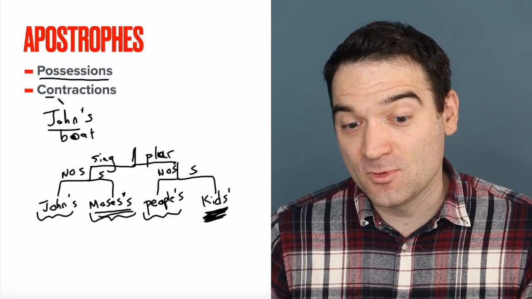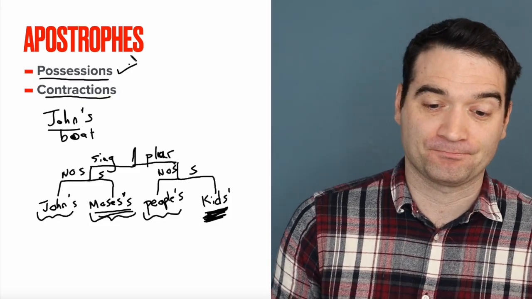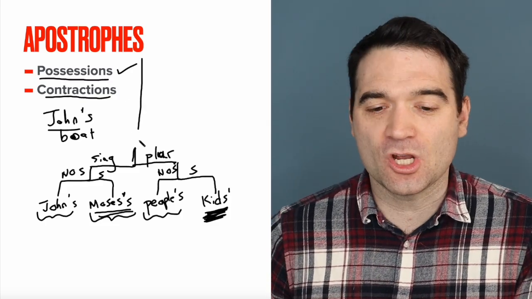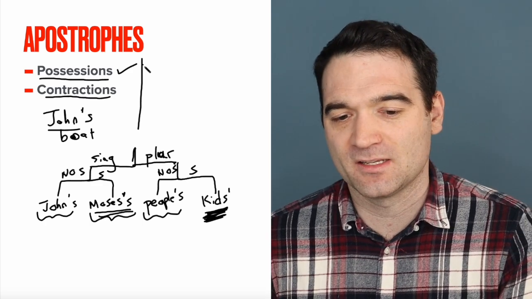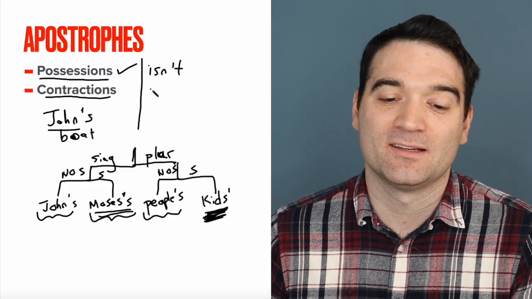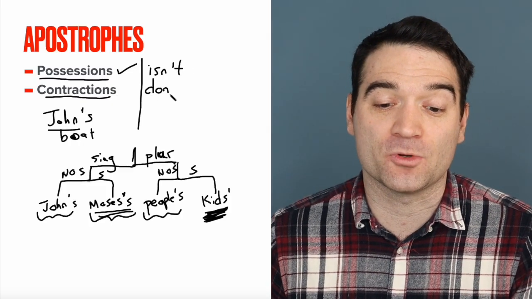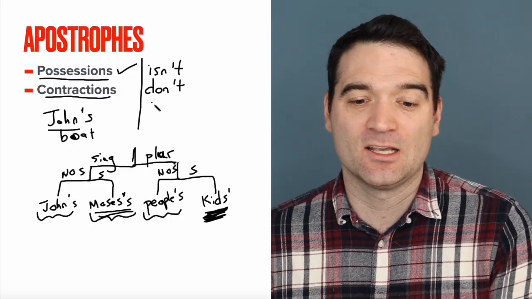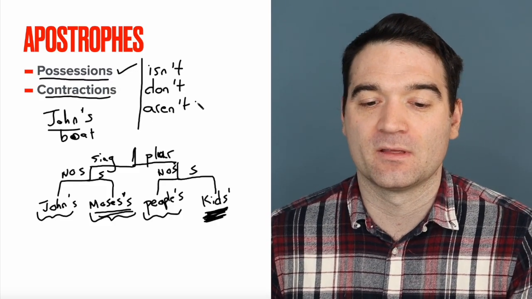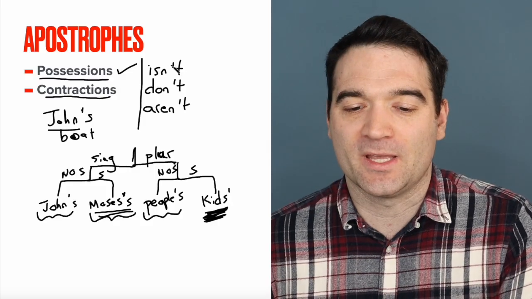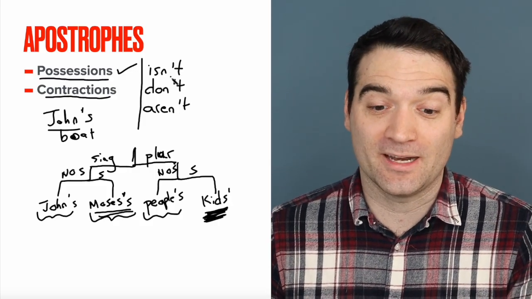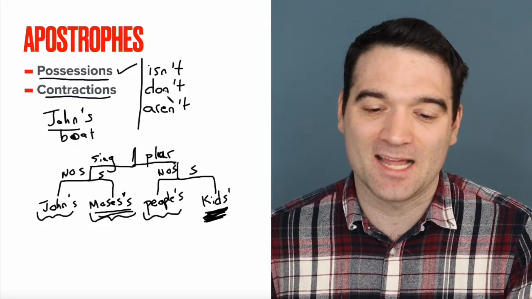Okay, let's move on to our second case, contractions. Contractions contract, they make something shorter. So the most common example of this is isn't, is not, or don't, do not, or doesn't, or aren't, are not. Right, I'll just add that one in, aren't. And literally what that's doing is replacing a letter, right? It's the O, is not, does not, are not.